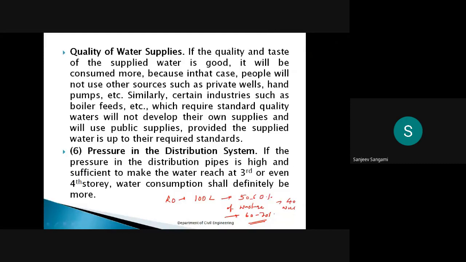Then the sixth one, the pressure in the distribution system. If the pressure in the distribution pipes is high and sufficient to make the water reach the third or even fourth storey, the water consumption shall definitely be more. This is a very important component. We already said that as per our CPHEEO manuals, we need 7 meters at the first storey building.